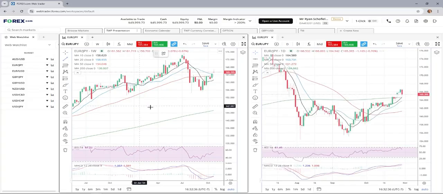All right, Euro Yen. Taking a look at this one. Really nice trend here on the uptrend for the Euro Yen. The yen has been extremely weak. It's just been starting to strengthen a little bit, and that's why you see this downward move right here.